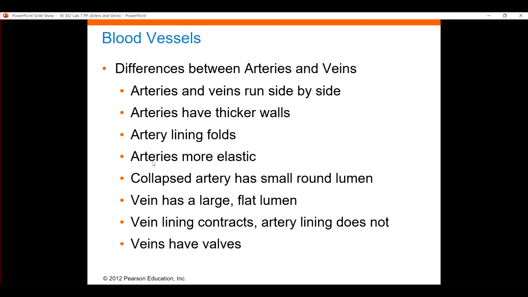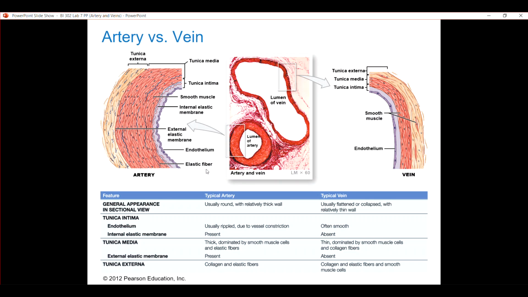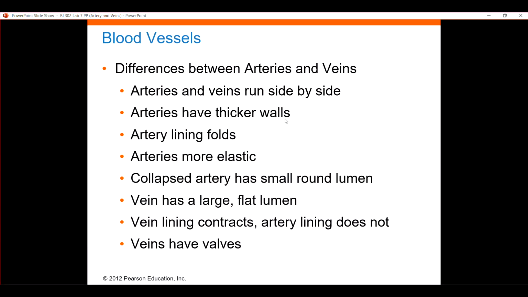And the shape of the lumen. The lumen is the hollow part of an organ. So the hollow part of a blood vessel is known as a lumen. That's where the blood would flow. The artery has a round lumen. So here, this is basically a round hollow area, whereas the vein is more collapsed, with more of an oval shape. So the artery has a round lumen, and a vein has a large flat lumen. The lining, especially the tunica externa of a vein, can contract, since the vein has some smooth muscle.